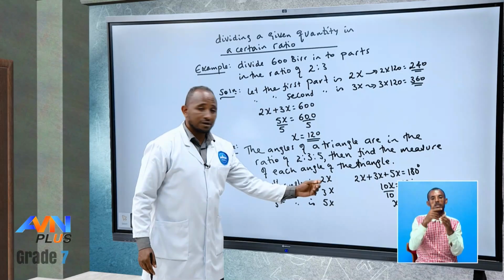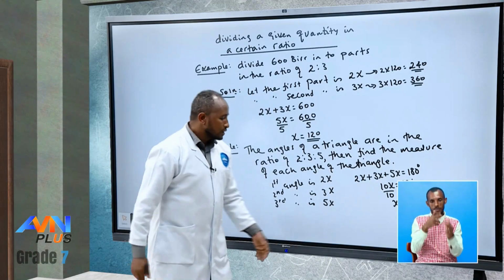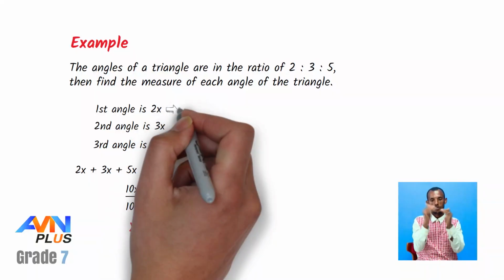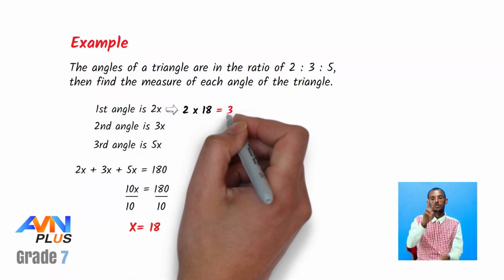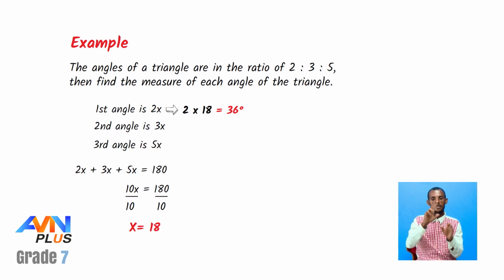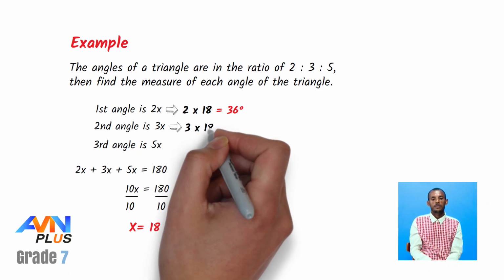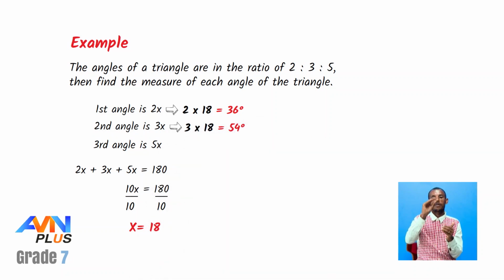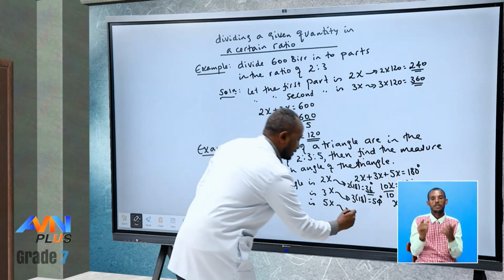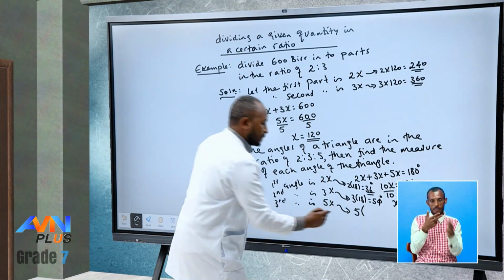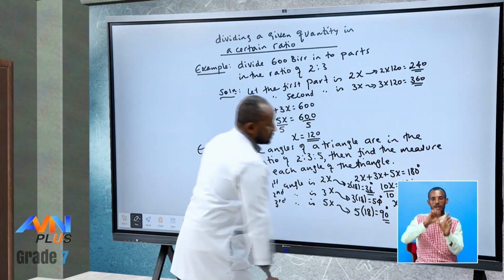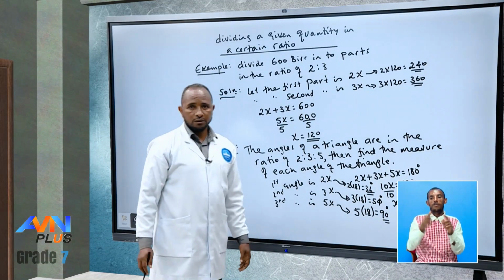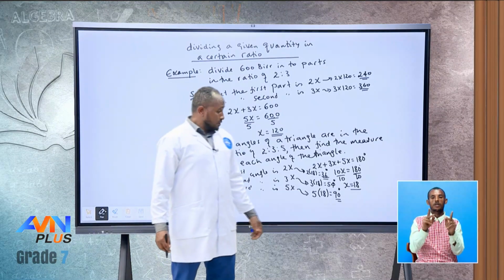Therefore, the first angle is 2x, that means twice 18, which is 36 degrees. The second angle is 3 times 18, which is 54 degrees. And the third angle is 5 times 18, which is 90 degrees. So these are the measures of each angle of the triangle. So that's it. Okay, this is all about today's lesson.